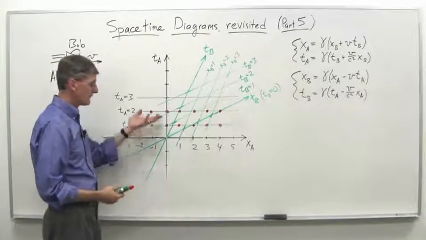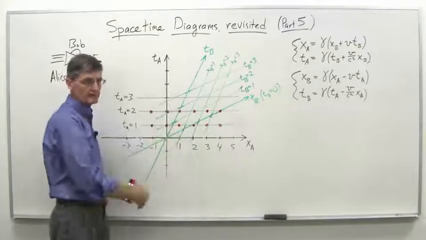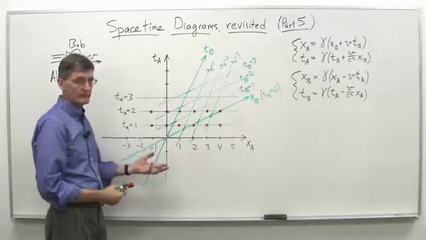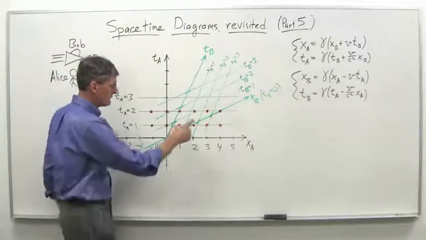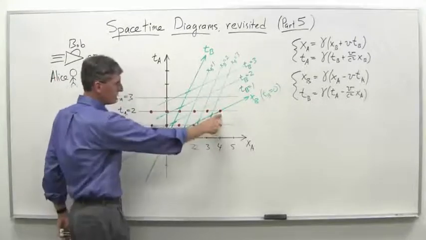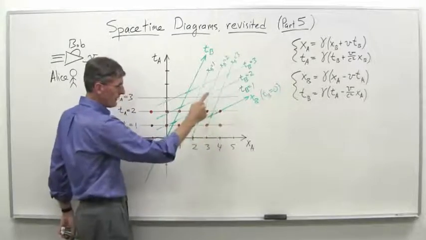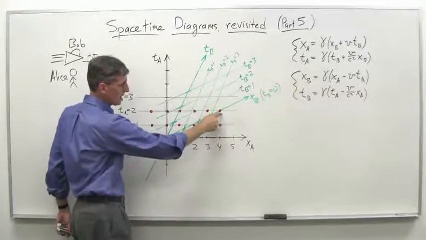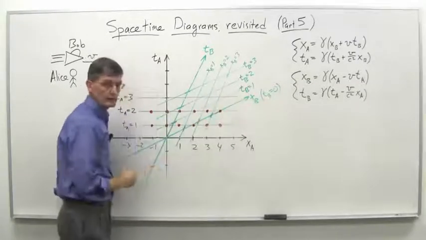In Alice's frame of reference, they're stationary. They are at negative 1, 0, 1. The lines are same location. They're not moving. In Bob's frame of reference, they're moving to the left. Okay, so let's start with this clock right here, that flash photograph of Alice. And we can see that it's on the x_B axis. Okay, so that's t_B equals 0.